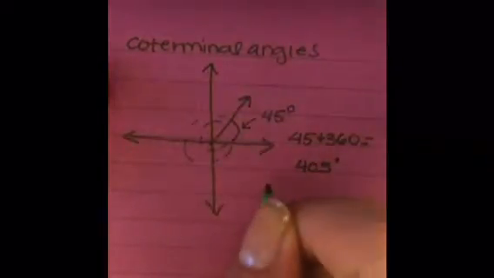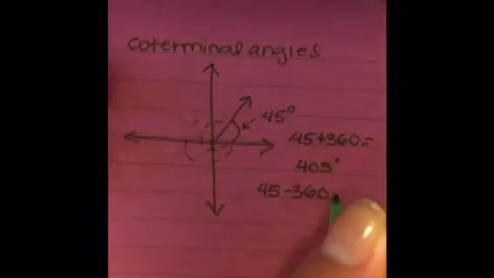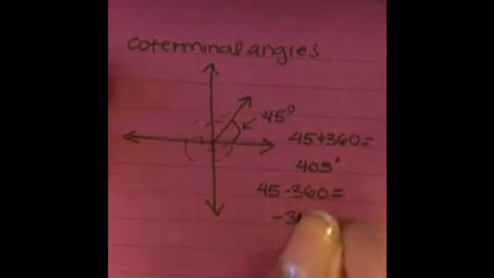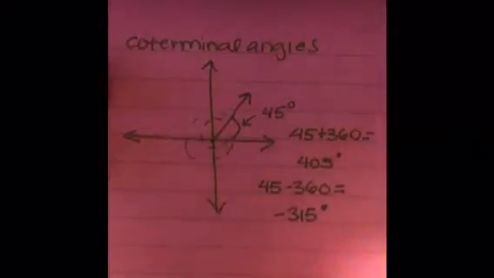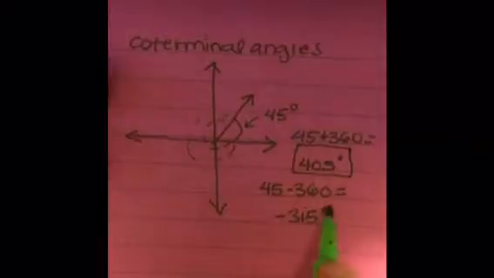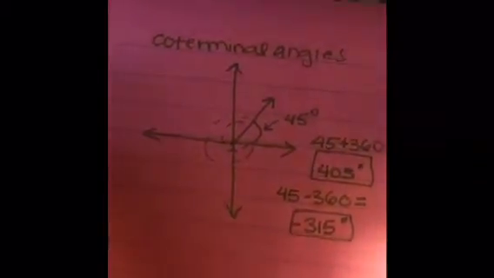And this also works backwards with a negative coterminal angle, or 45 minus 360 equals negative 315 degrees as the negative coterminal angle. So 45 degrees has coterminal angles of 405 and negative 315.